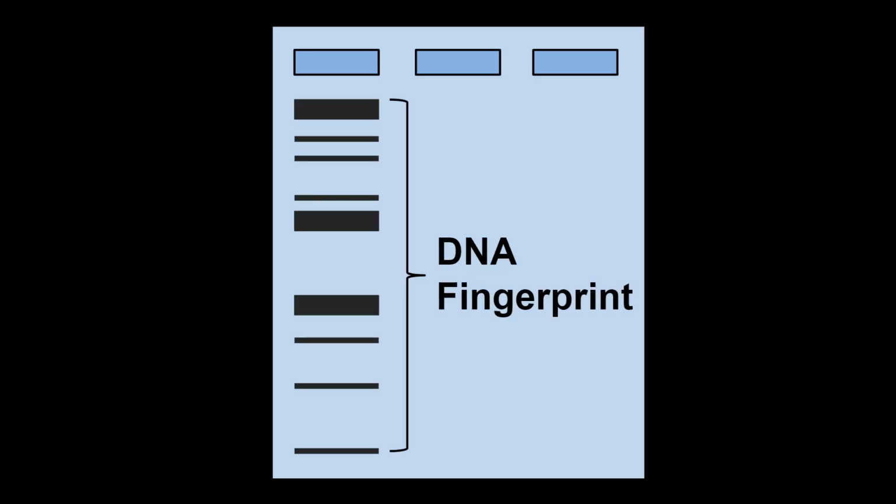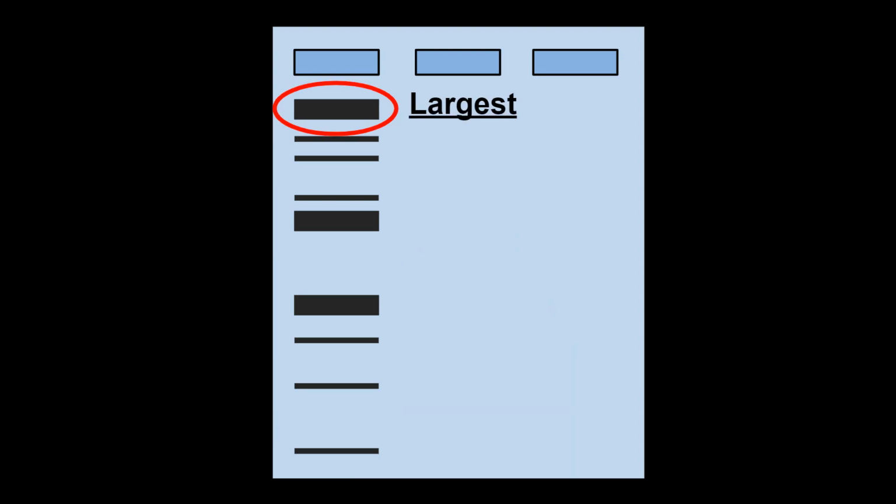So here I have a gel. I put my DNA here, I turn on the electricity, and it's going to run out and look like this. So this is an example of a DNA fingerprint. Each of these lines is called a band, and it represents a particular DNA fragment of a particular size. Now remember, the larger fragments don't move as fast, so they're towards the top. The smallest ones are towards the bottom. And so this gives me a picture of the DNA fragments based on size for this particular person.